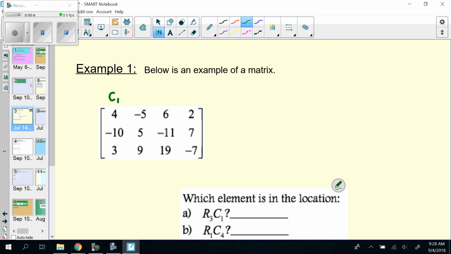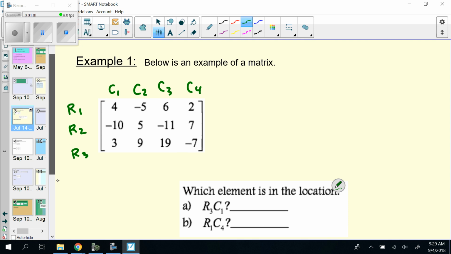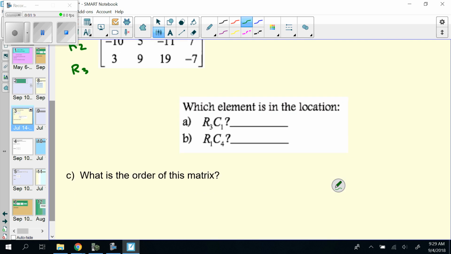So this one has 1 column, 2 columns, 3 columns, and 4 columns. Rows then are the ones going across. So this one would have rows 1 through 3. So it has 3 rows, 4 columns. So when writing the size or order, we would say this is a 3 by 4 matrix because there's 3 rows and 4 columns. Remember, rows always comes first.